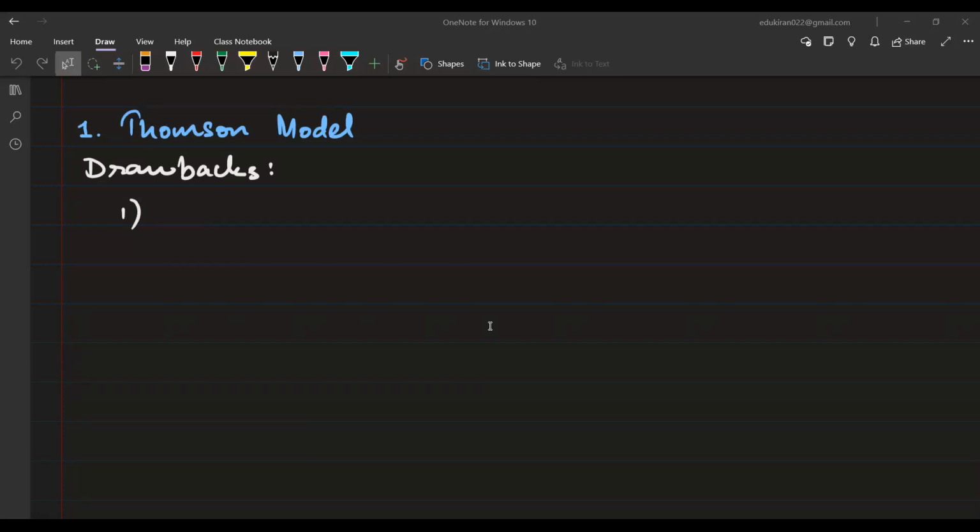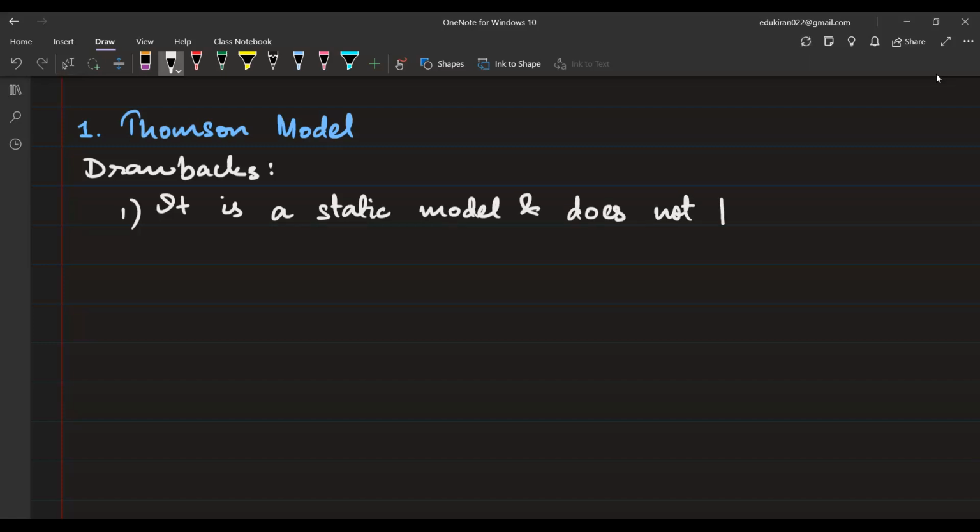Let's go. Now, the Thomson model drawbacks from our perspective. Thomson himself did not know. Thomson was very happy, thinking what a model he had made. So the limitations that we can see now are, please write: it is a static model, and does not talk about the motion of electrons in an atom.